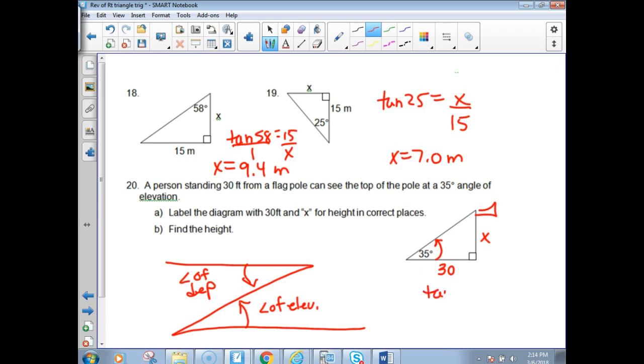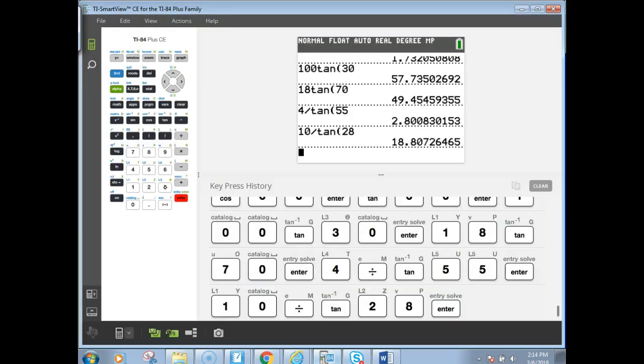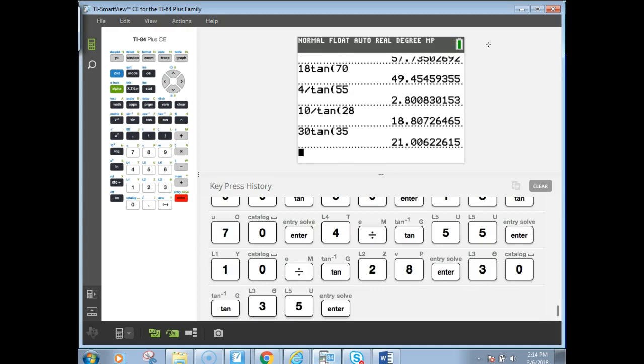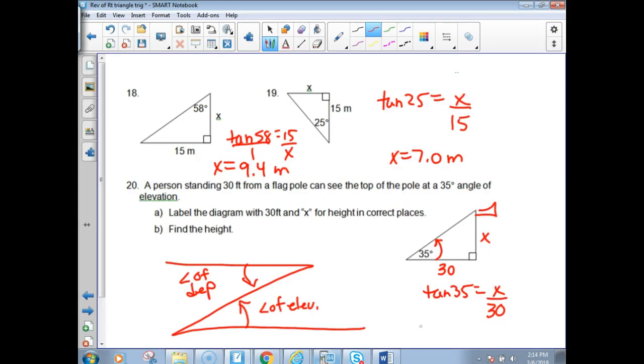All right, so this would be the tangent of 35 equals x over 30. And just calculate 30 times the tangent of 35. Okay, I got 21. So the flagpole is 21 feet tall.